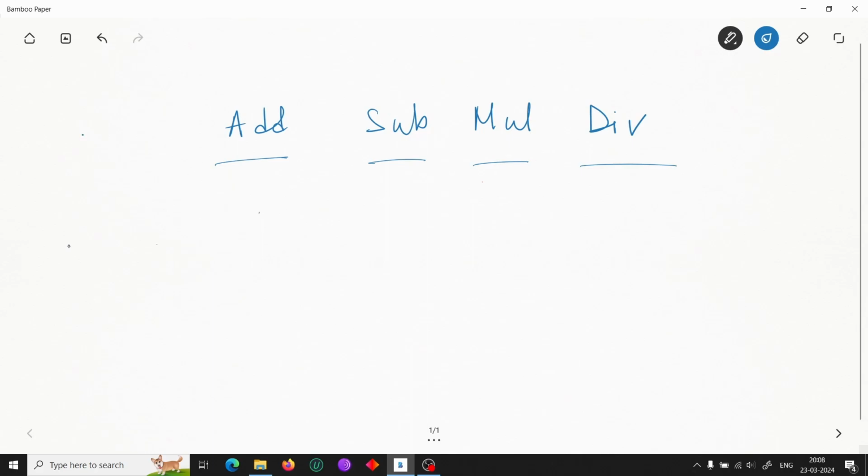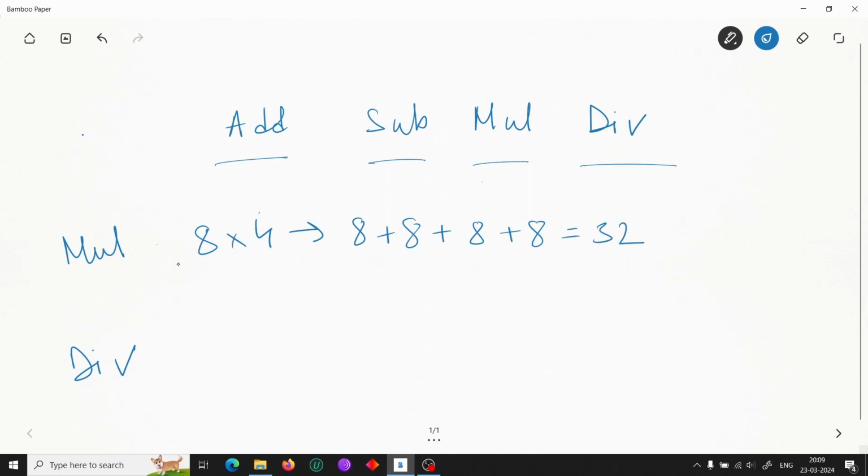So, guys, let's take the case of multiplication and division. Okay. Now, in case of multiplication, let's see an example. Say 8 times 4. Now you see what this is equivalent to is adding 8 4 times: 8 plus 8 plus 8 plus 8. This is basically equivalent and this would give you the result of 32.